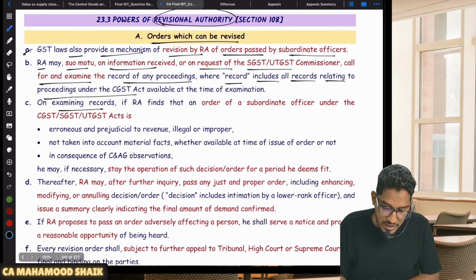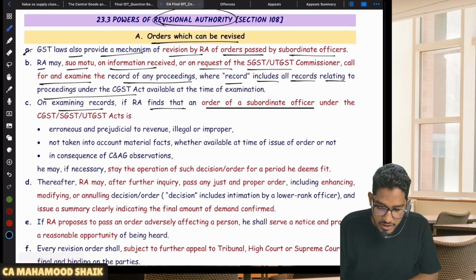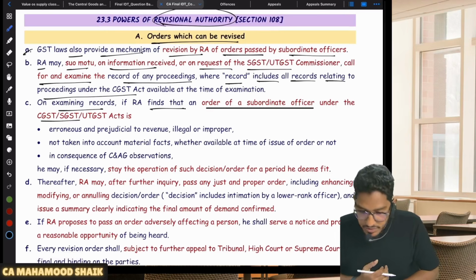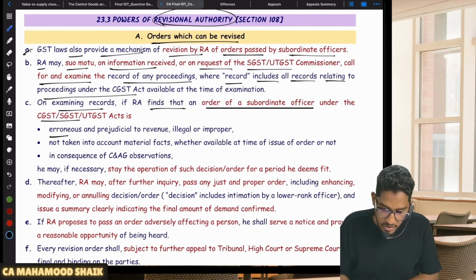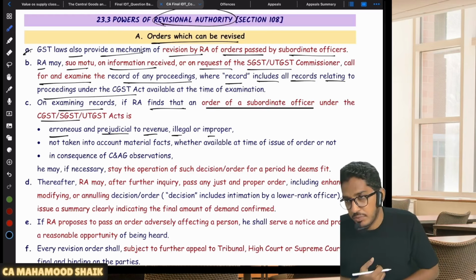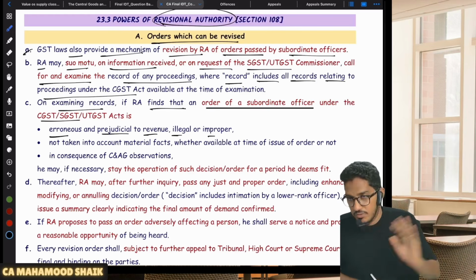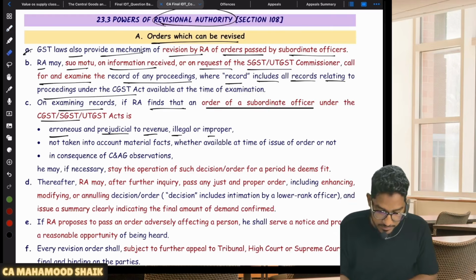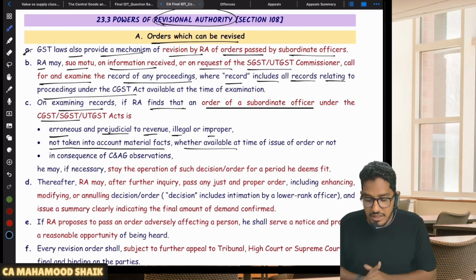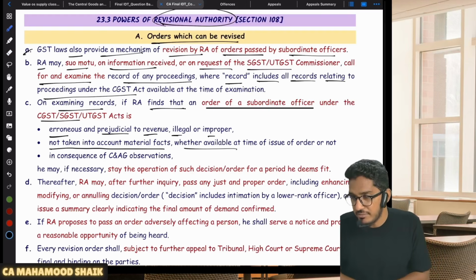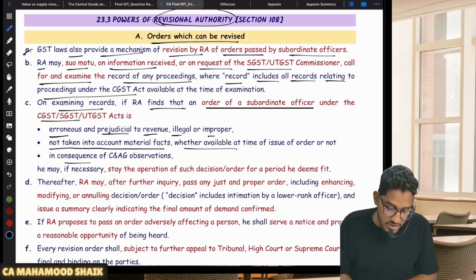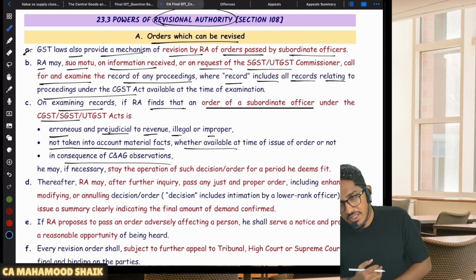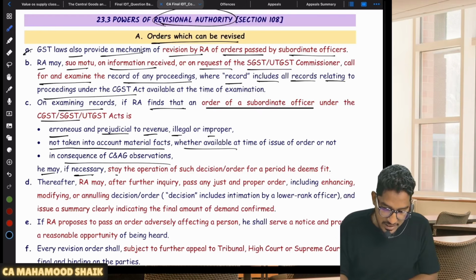On examining the records, if the RA finds that an order of the subordinate officer under the CGST, SGST or UTGST Act is erroneous, prejudicial to revenue, illegal or improper, or if he feels that it has not taken into account some material facts, whether available at the time of issue of the order or not, or in consequence of CAG observations, he may, if necessary, stay the operation of such a decision or order for a period he may deem fit.